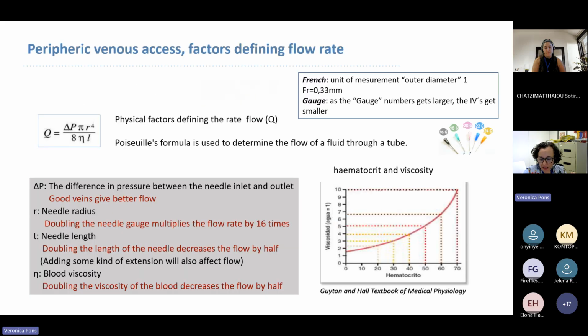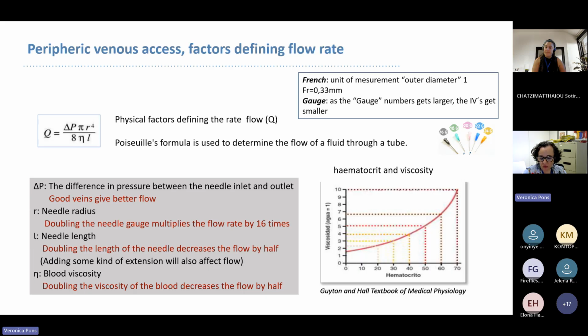So let's go into a little more detail. At an academic level, there are a series of physical factors that define the flow rate. Here you can see these factors take into account the pressure difference between the inlet and outlet needles. So we can say that good veins will give us more flow.